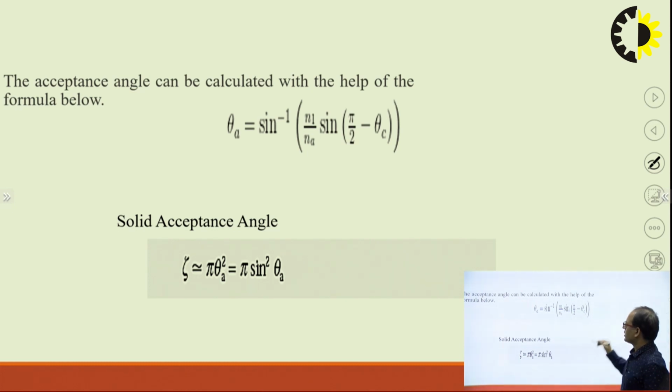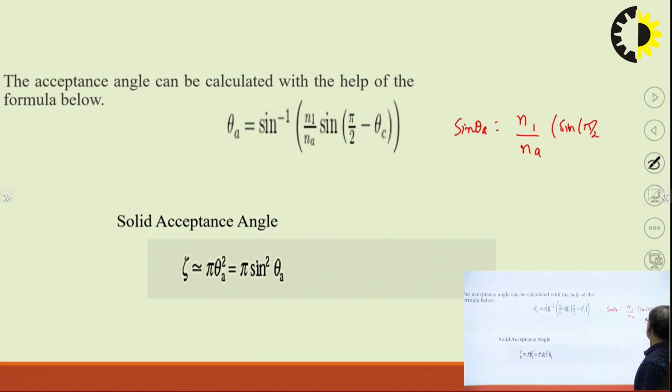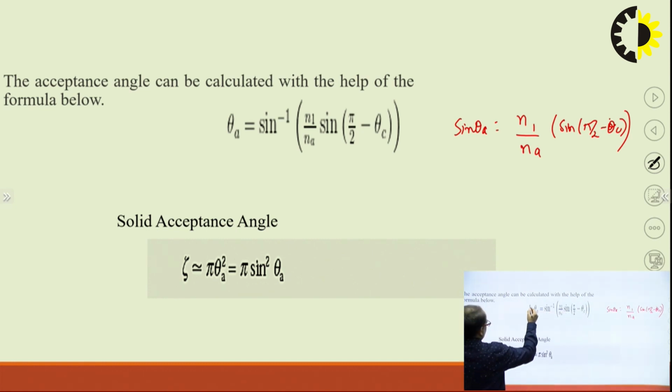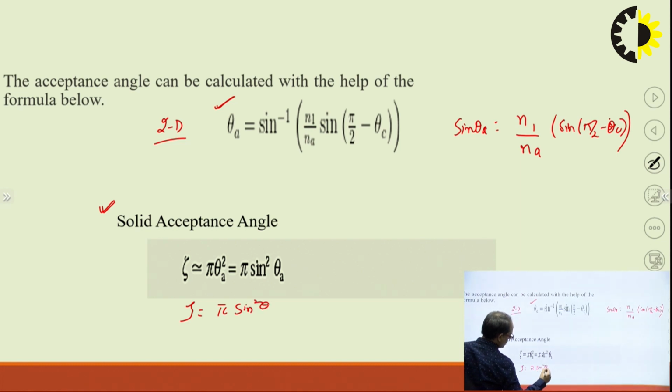The formula for the acceptance angle is sin theta A equal to n1 upon n0 into sin(pi/2 minus theta c), and the solid acceptance angle, which we'll discuss now. Here theta A is from a two-dimensional figure, that is the acceptance angle. Now if I further extend that to the acceptance cone, the solid acceptance angle is equal to what? Pi into sin square theta A.